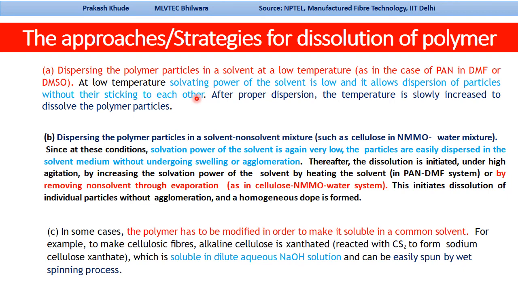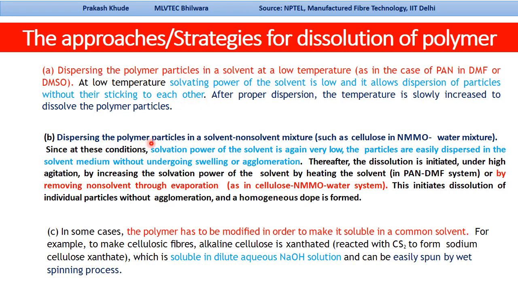If the dispersion is done at low temperature, there can be proper dispersion of the particles. After we have achieved a proper distribution of polymer particles, we then increase the temperature slowly to increase the dissolution of the polymer particles. These are the conditions we need to take care of for the different types of polymers we process.